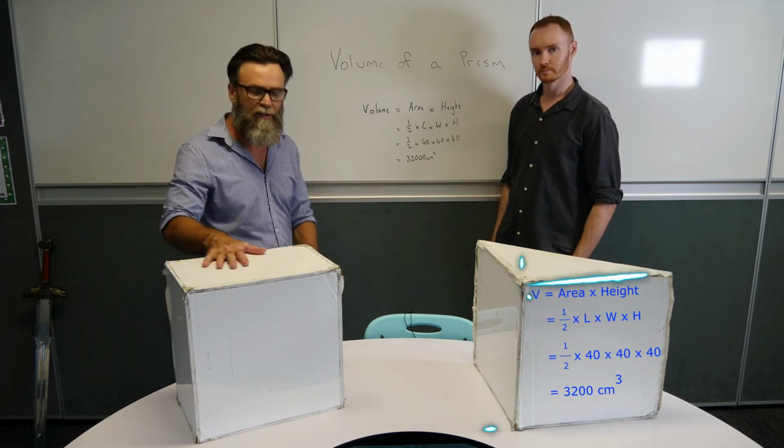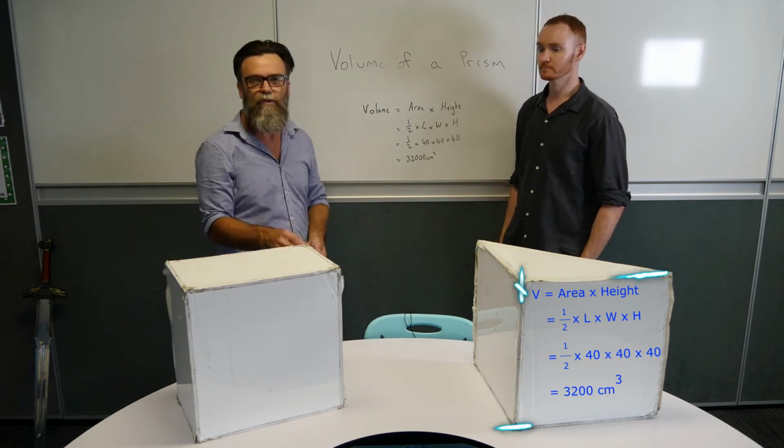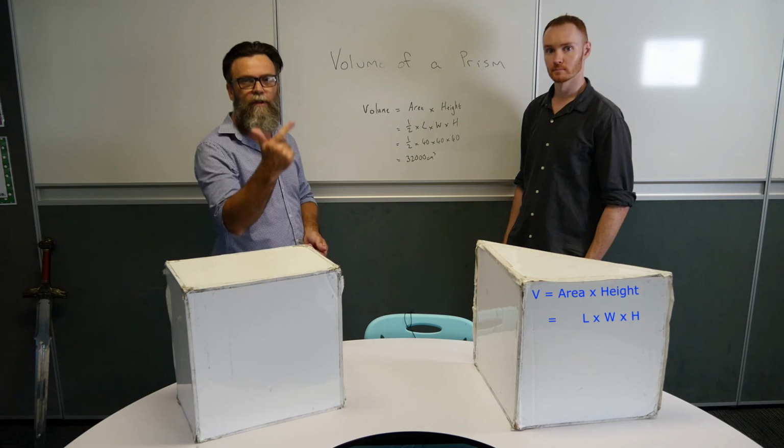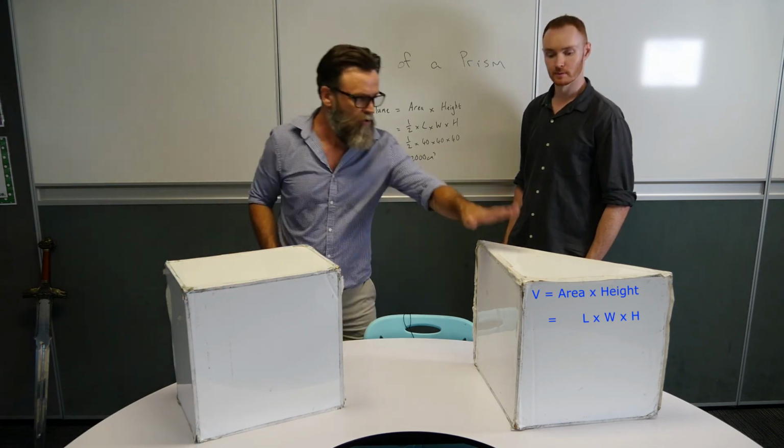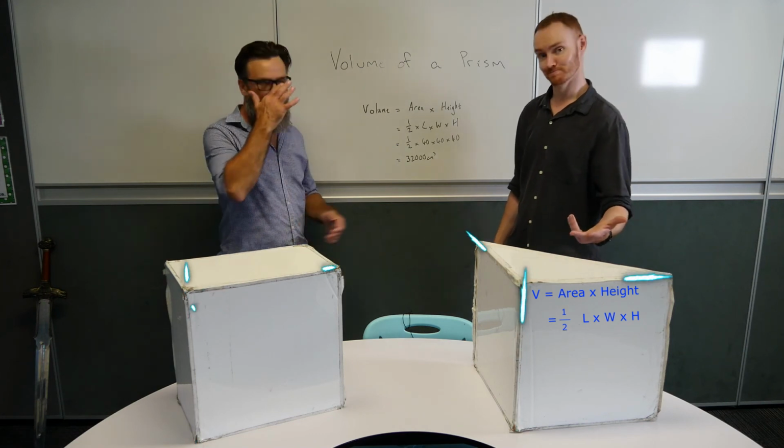So to sum up, to work out the volume of any prism, all you're really doing is the area of the base multiplied by the height. If it's a rectangular prism specifically, we're talking about length times width times height. And sir, a triangular based prism? Half length times width times height. Welcome to the world of prisms.